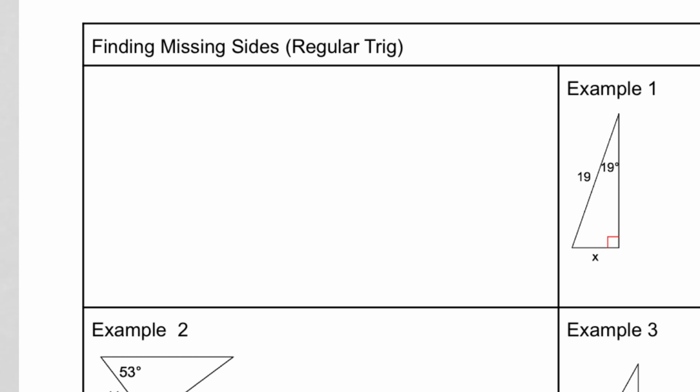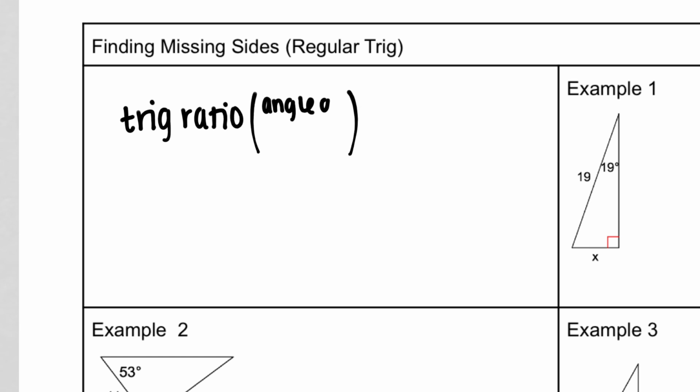Now, the last 2 things we talked about were trig and inverse trig. The first one was finding missing sides, and that's just regular trig. We do have an equation for that where we take the trig ratio, we put in parentheses the angle of interest, and it's equal to the ratio of sides.